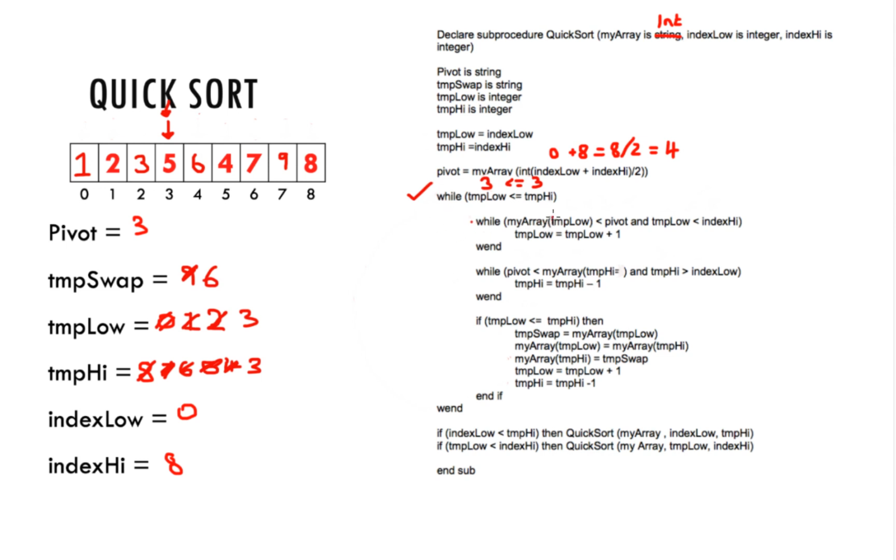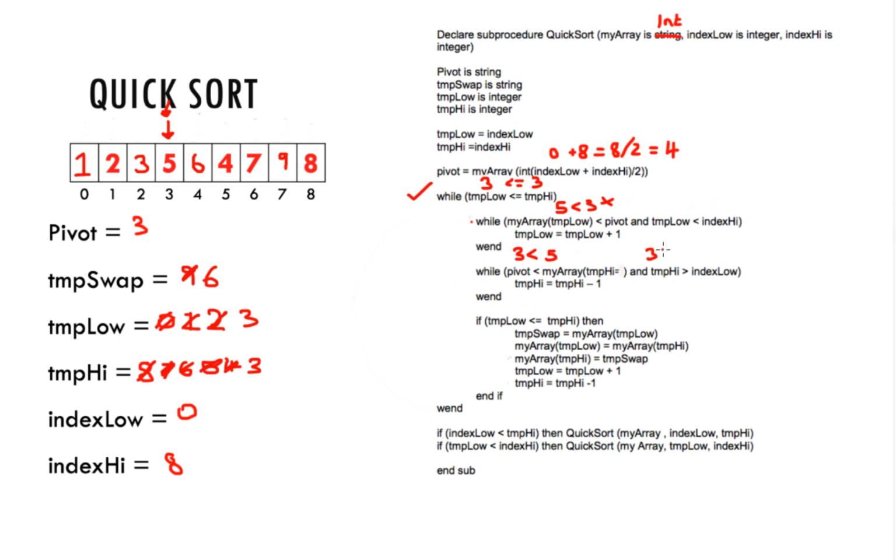So we move inside and evaluate the first while loop. While my array at the position of temp low is 3, so 5 is at the position of 3. Is that less than the pivot point? No, it's not, because the pivot point is still the number 3. So we fail that condition and move on to the second while loop. And we say while the pivot of 3 is less than my array at temp high. Temp high is also 3, so that gives me the value of 5.